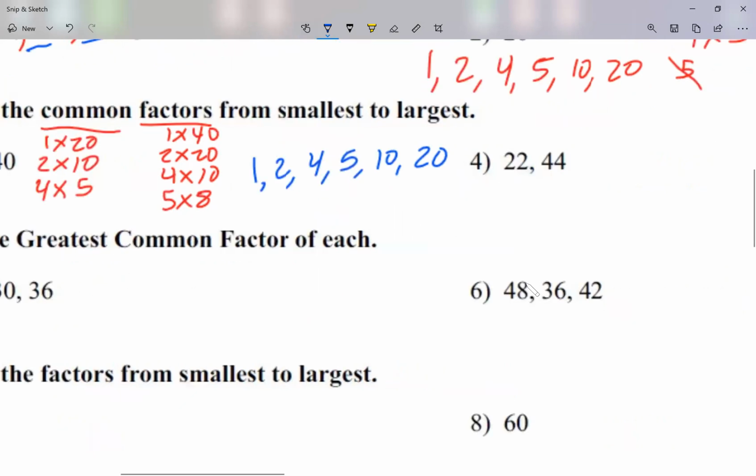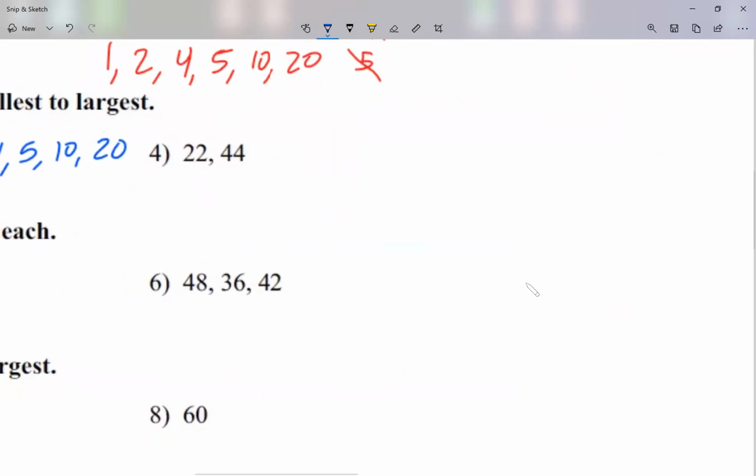Okay, let's take a look at number 4. Let me find the factors of 22. So I'm going to say 1 times 22. Then 2. Is 2 a factor of 22? Yeah, I could go 2 times 11. How about 3? 3 times something equals 22? No, I can't find it.